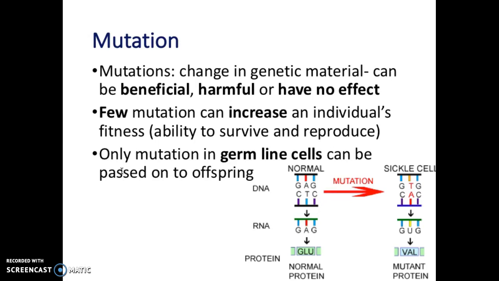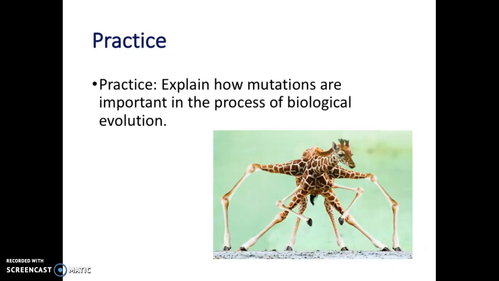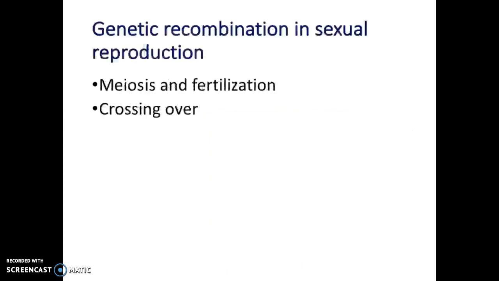And as time goes on, natural selection might be able to select this beneficial mutation in order to make the organism more adapted to the environment, and then evolution happens. So here's a practice for you. Explain how mutations are important in the process of biological evolution. Do this practice on your own. This is, in fact, what we just talked about. And this giraffe is not real.